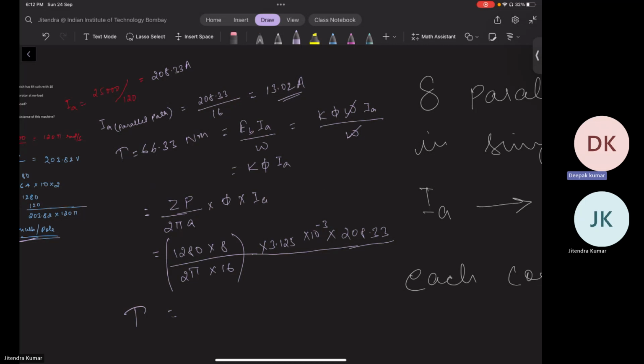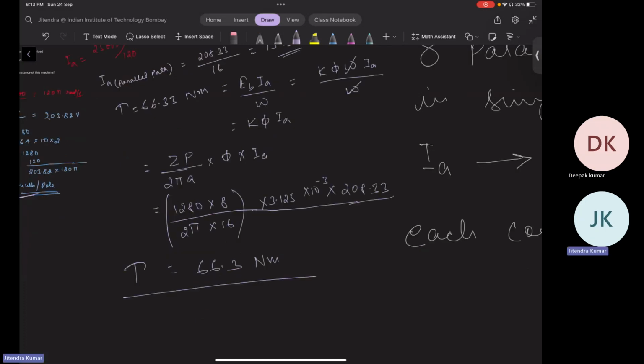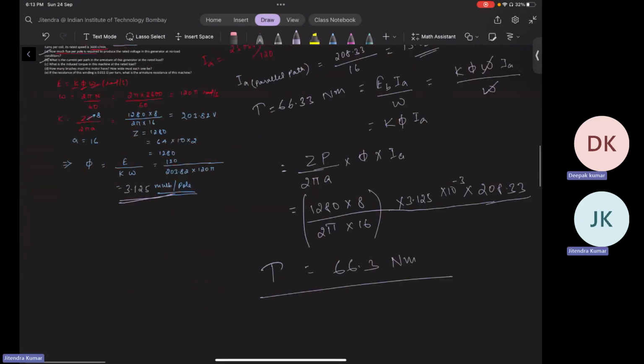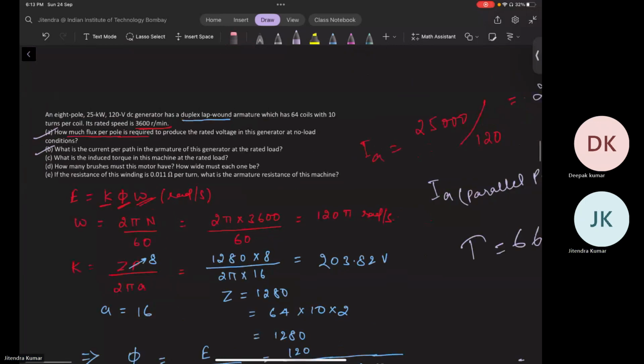Sir, the same answer is coming. Oh, with the updated value of flux as well. Okay, because it is in milliweber, that's why it might be coming. Is that right? Yes, sir. Okay, so I think we are done with part C.